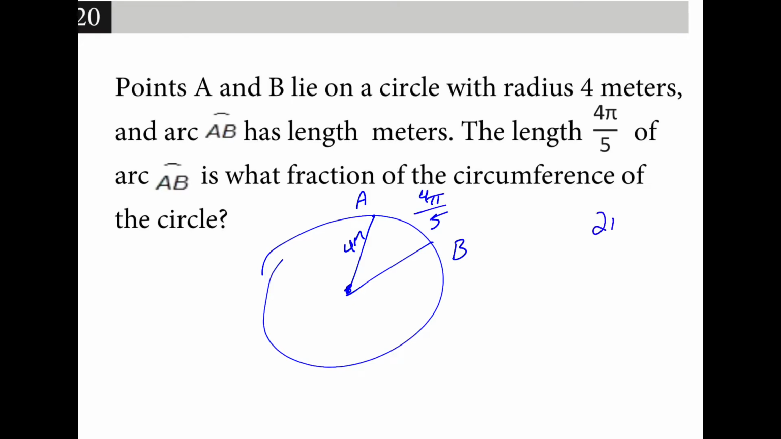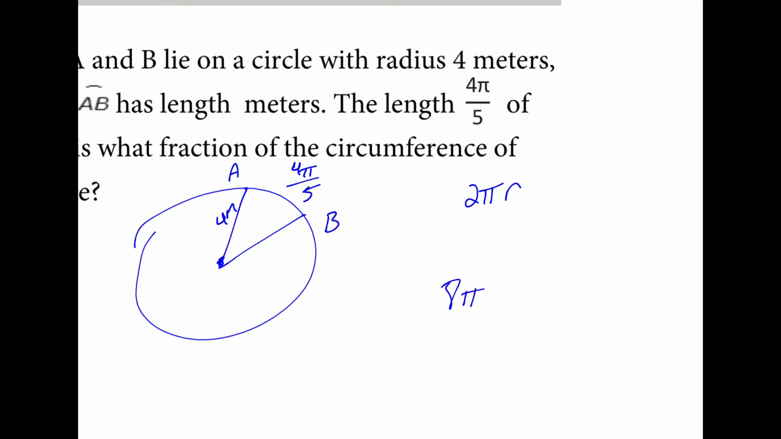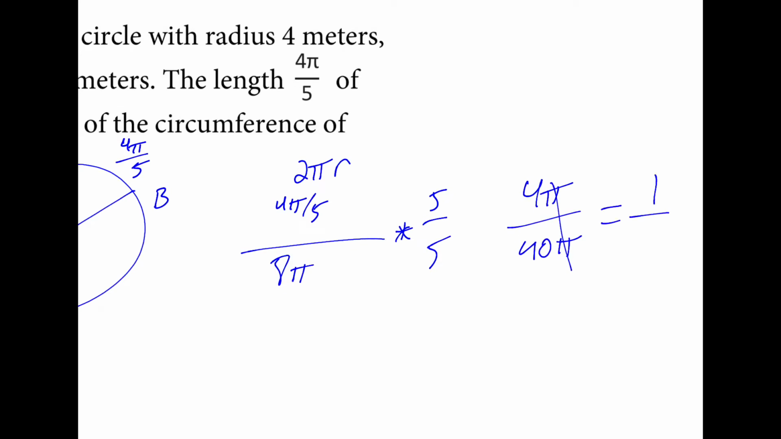Well, the entire thing is 2 pi times the radius, 2 pi r, so 8 pi is on the bottom, and we're looking at 4 pi over 5 on the top. I could multiply this by 5 over 5, and this would give me 4 pi over 40 pi. The pi's cancel out, and this simplifies to 1 over 10.